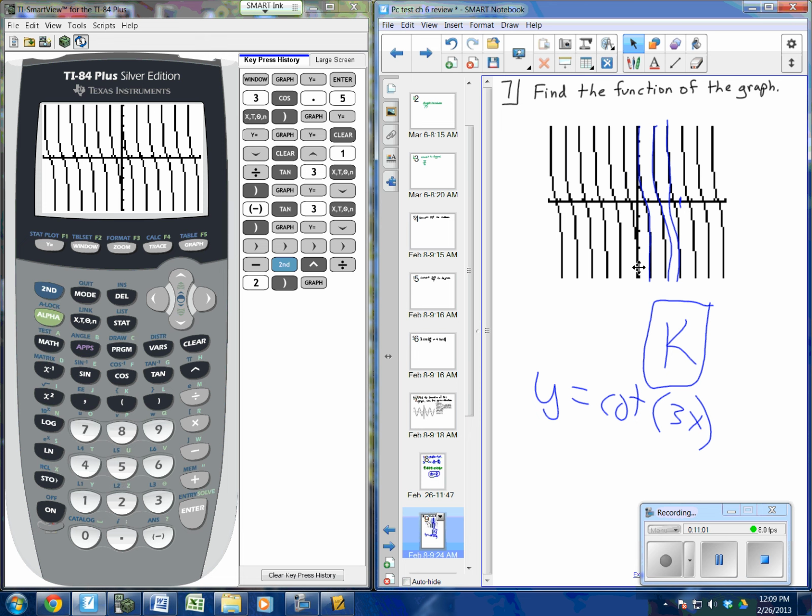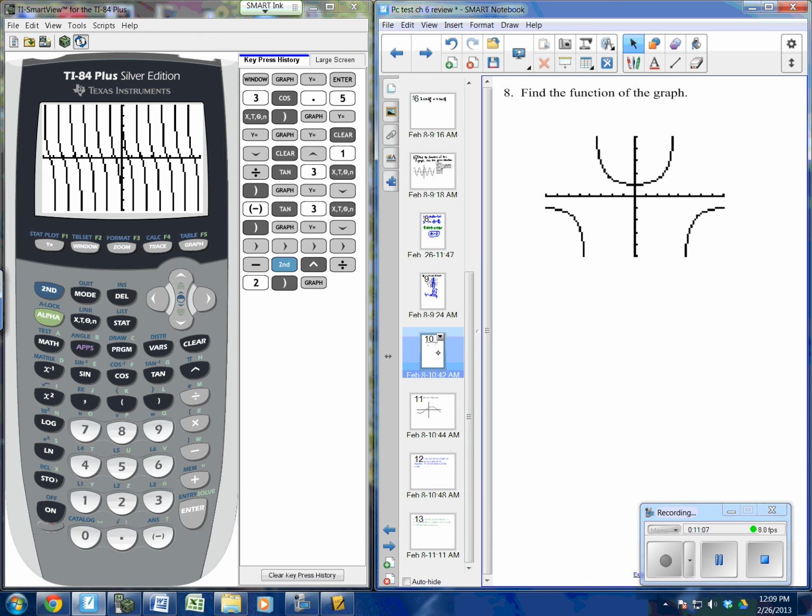Okay, let's do one more of these. Let's do that one. See if you can get that one. Hey, there's four graphing problems like this on your test today. It's not inverse. These are not inverses. These are reciprocals. 1 over, right?